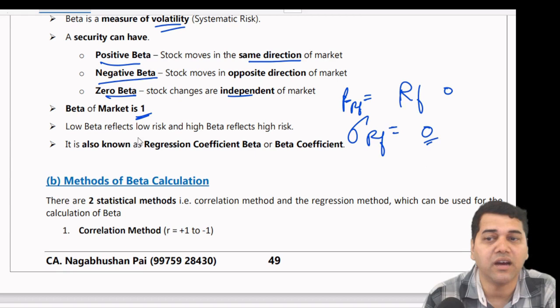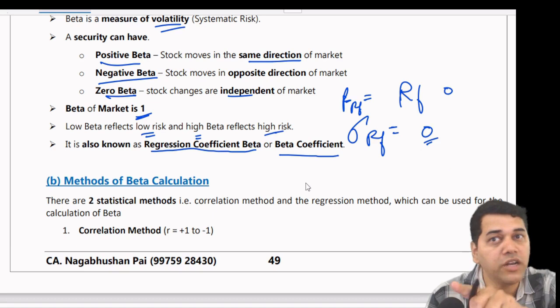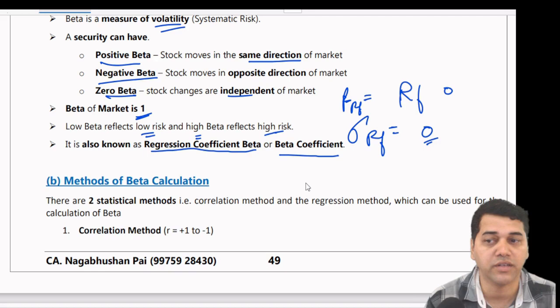It is also known as regression coefficient beta or beta coefficient. They may call it by different names, but no confusion. The keyword is beta, like correlation is the keyword; you can call it coefficient of correlation. Beta is the keyword: coefficient of beta, beta coefficient, regression coefficient beta. Clear? Now, how to calculate the beta?